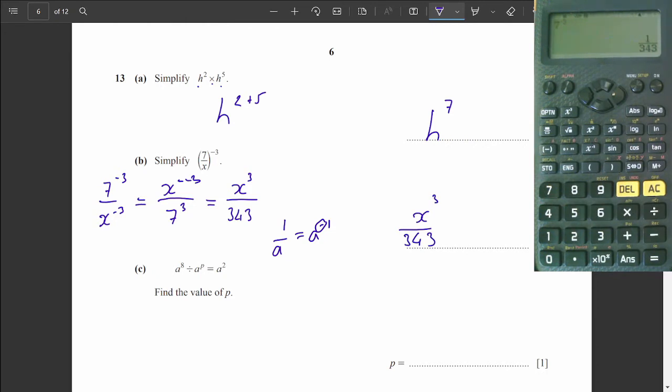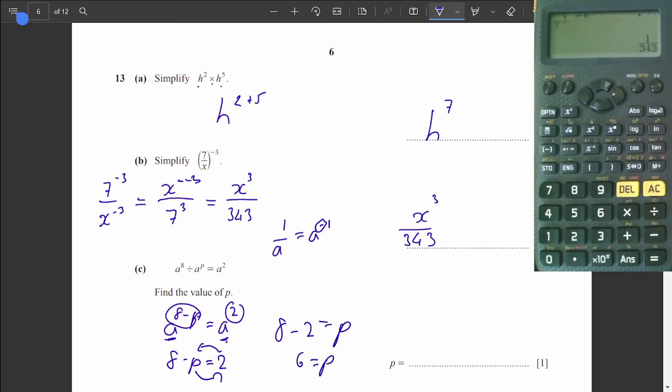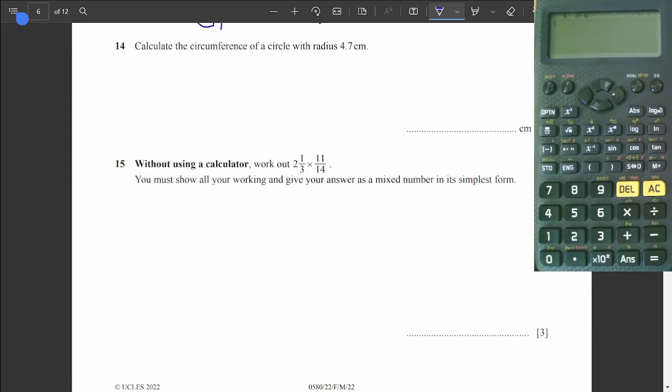Question C. Remember the next rule about indices. When we are dividing with indices, it means we subtract. So we can write it like this. Okay, now because these two base numbers are the same, a equals a, it means the indices equal each other. 8 minus p equals 2. So 8 minus p equals 2. Okay, move the 2, swap the 8 and the 2, yeah? So the 2 becomes minus, the p becomes positive. 8 minus 2 is 6, or 8 minus 6 is 2. So p must be 6. And we've done it.